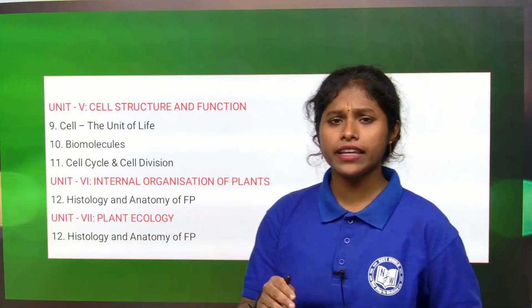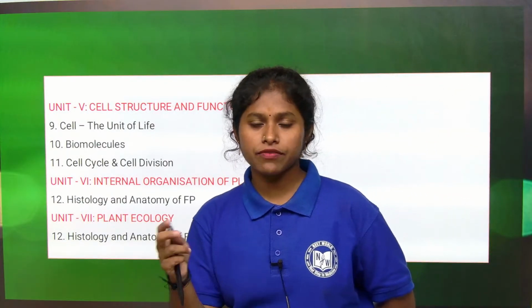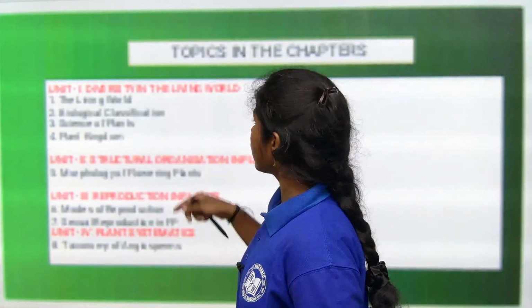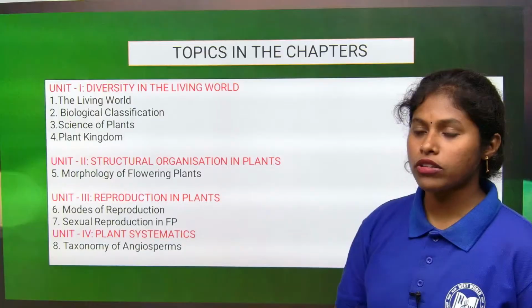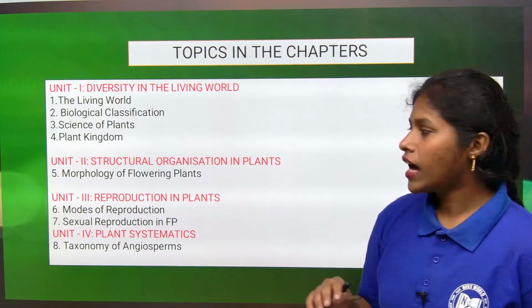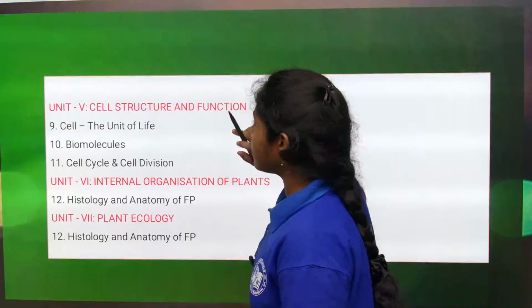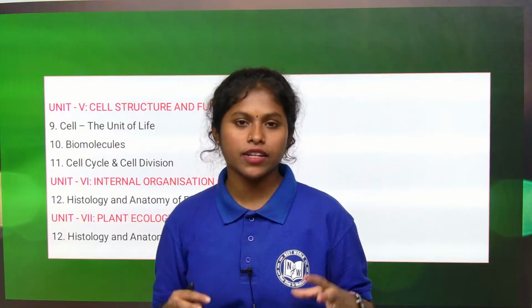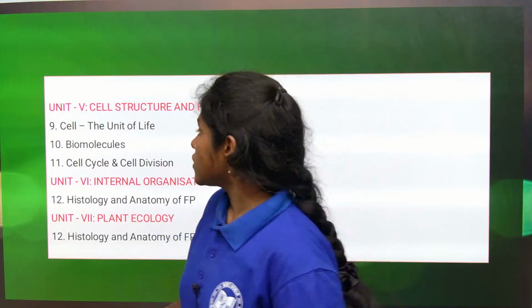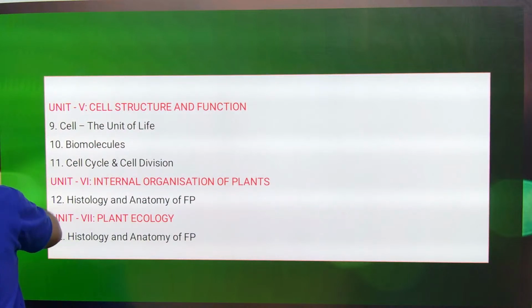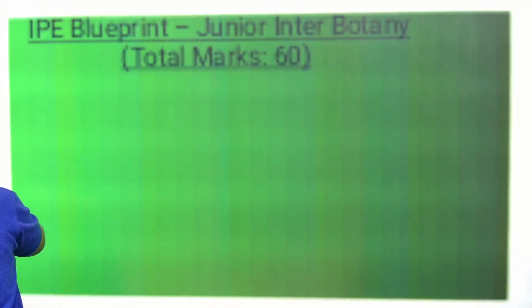One unit has different chapters dealing with one kind of theme. In the diversity of the living world, first you learn about the living world, biological classification, science of plants and the plant kingdom. I will tell you while we deal with each lesson what concept we are discussing. So let's see the weightage, students. Here is the weightage.